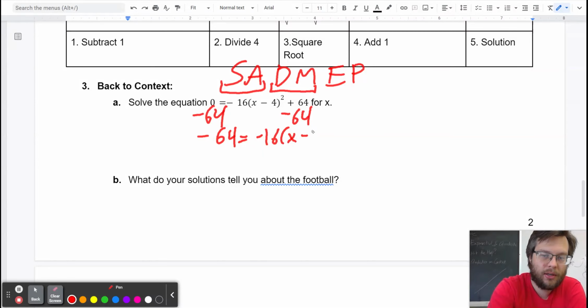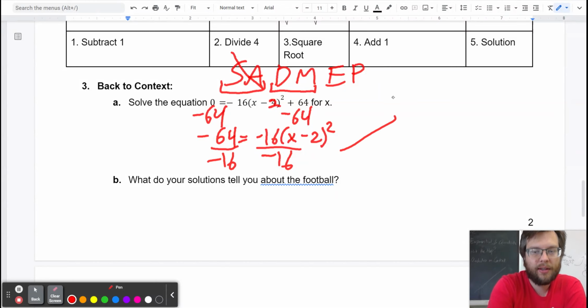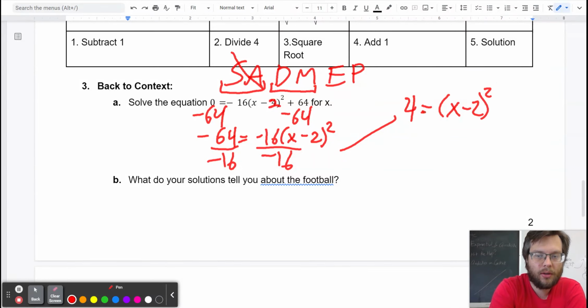Negative 64 equals negative 16 times x minus 2 squared. This is actually a typo right there. That should be a 2 instead of a 4. After subtracting or adding, my next step is divide or multiply, so I divide both sides by negative 16. That leaves me with positive 4 equals x minus 2 squared. Now I'm done with divide or multiply, so I'm going to do exponent.